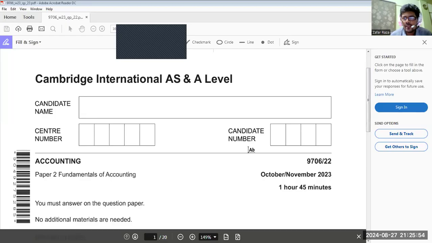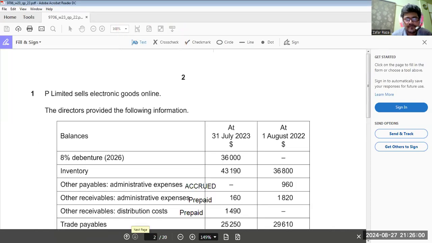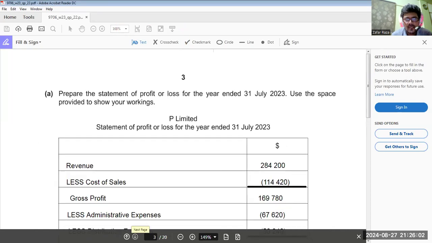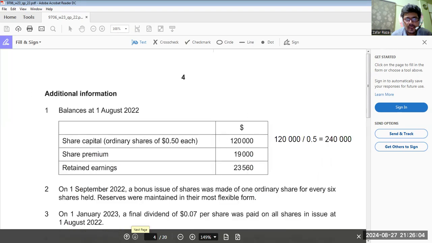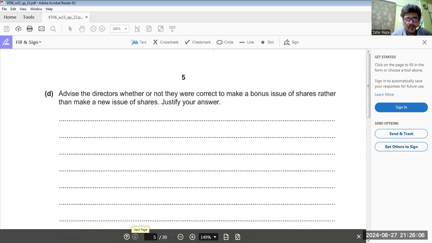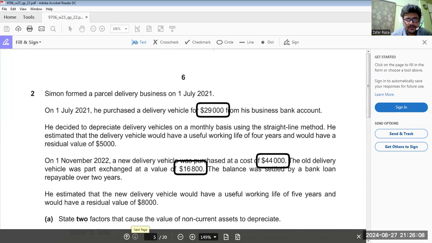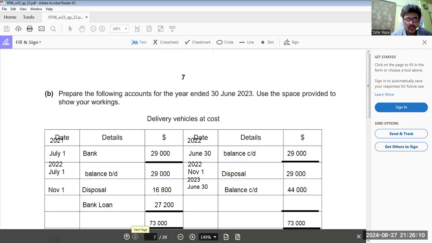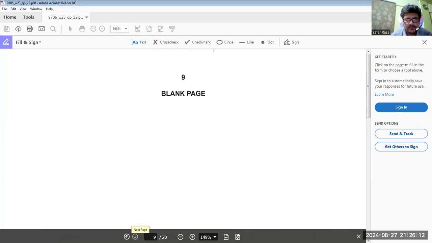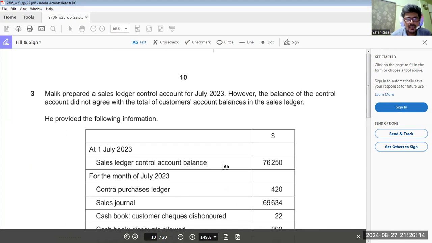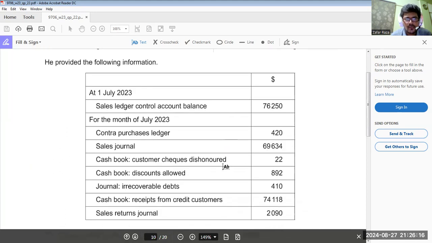So here's your paper, October November 2023, paper 22. We have already done this question. Question number 1 and question number 2, we have already done. Now we are going to start question number 3, which is a question of sales ledger control account.